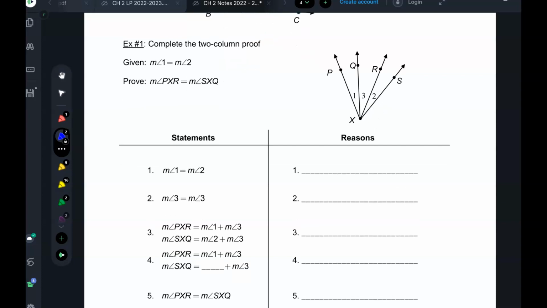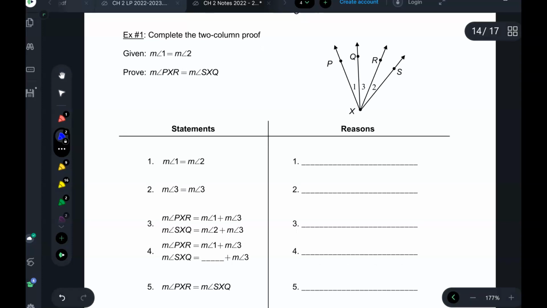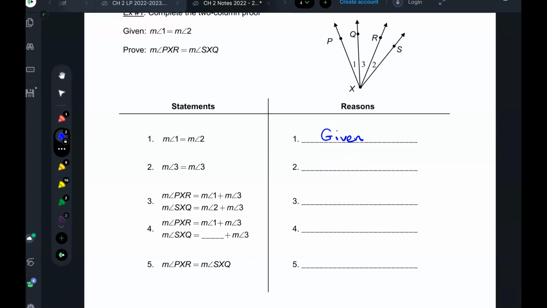This worksheet that has all the theorems and definitions for chapter 2, it's good to have that handy for this lesson. Measure of angle 1 equals measure of angle 2. I give you a point on quizzes and tests, even for the given, so always put that one in. Also, what's always the last step going to be? It's always what you're trying to prove. We don't necessarily know how many steps are in between, but always write this out and make sure that last statement is always your proof.